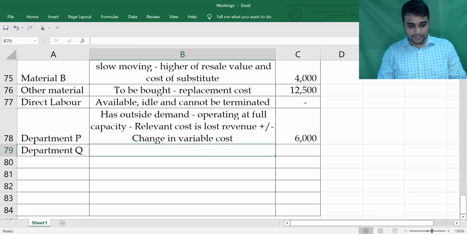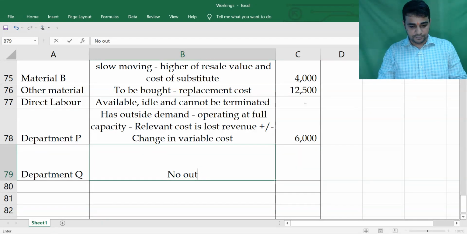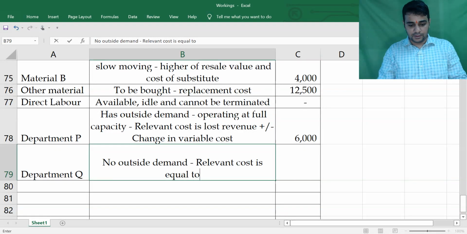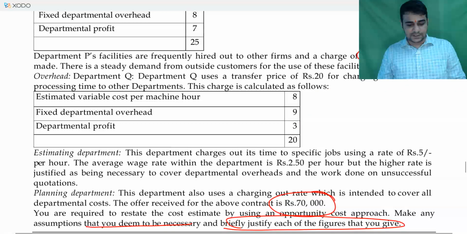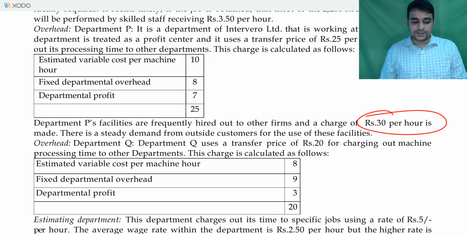No outside demand. Relevant cost is equal to variable cost. Variable cost is 8 rupees.